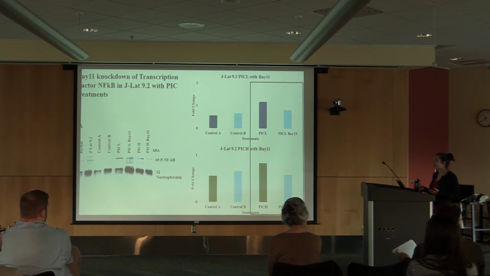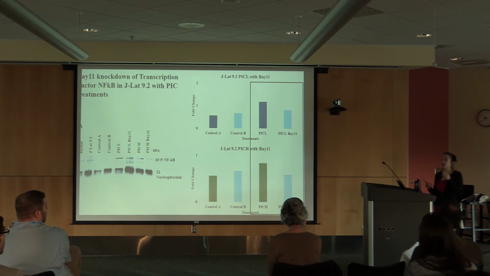Bay11 is a drug that specifically targets NFkB and inhibits it from moving into the nucleus and activating. So it basically, Bay11 turns off NFkB. And like you can see with these graphs, they are quite a bit lower. So it seems to be working in the poly-IC treatments.